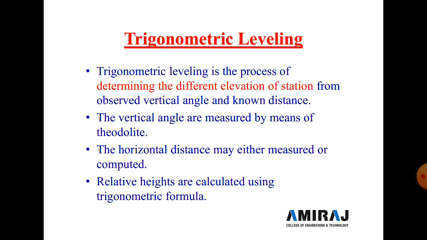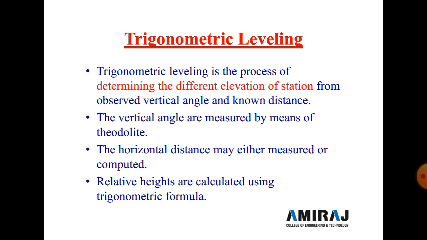Clear? The vertical angles are measured by means of the theodolite, and the horizontal distance may be either measured or computed. The vertical distance is found from the vertical angle. For the horizontal angle we set 0 degrees and fix the screw in the horizontal direction, but in the vertical direction we rotate the telescope upward and downward as per our requirement.